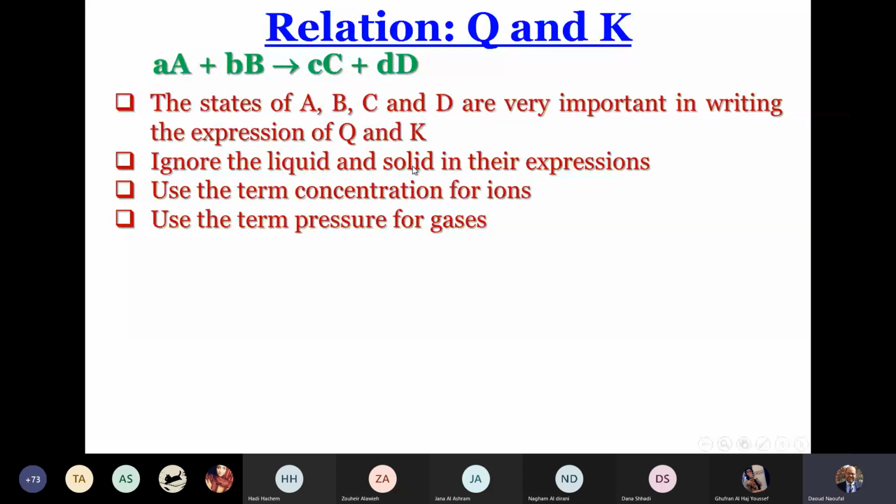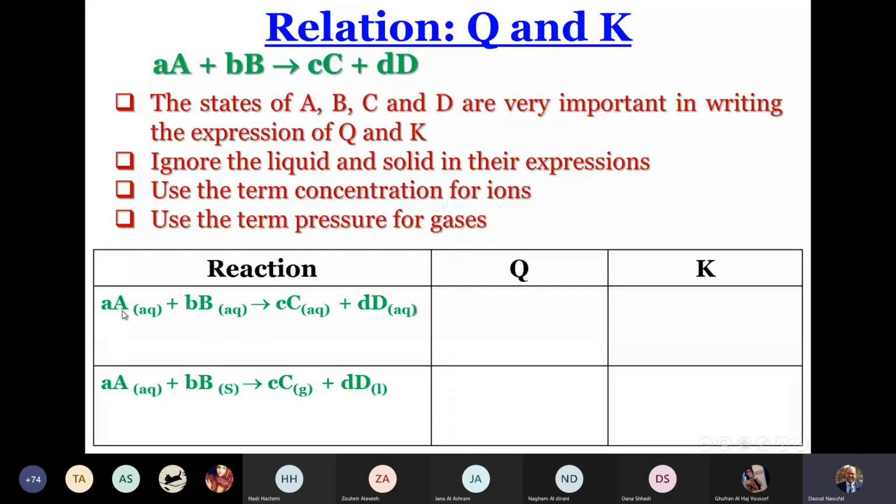For liquid and solid, use the term 1 in the expression. Okay. For concentration, or for ions, use the term concentration. For gases, use the term pressure.